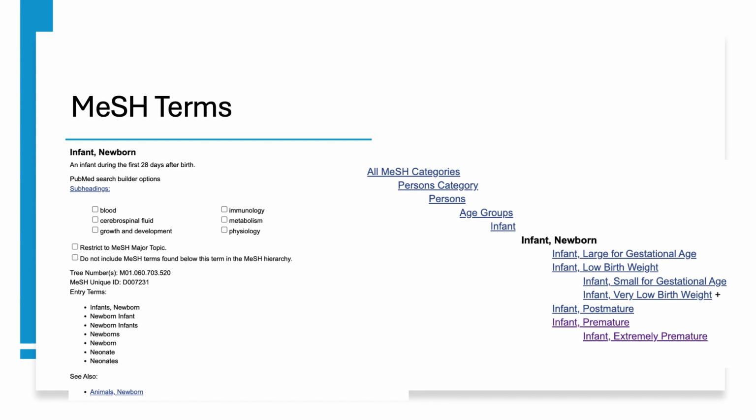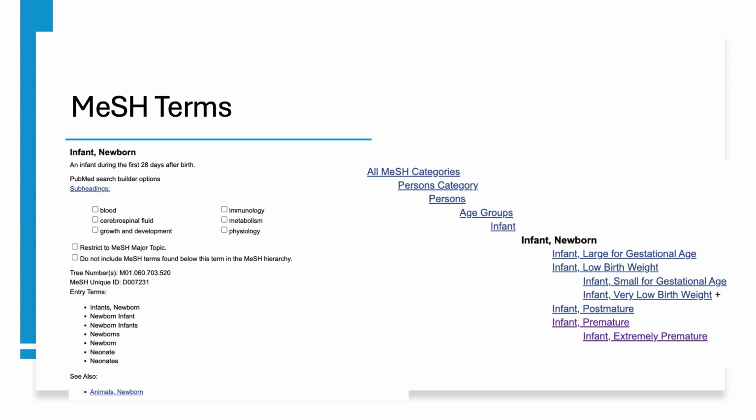These terms are arranged in a hierarchy, so you can see over on the right how this one falls. It's a narrower term compared to just any infant, but it's more general compared to a low birth weight infant, a post-mature infant, a premature infant, or even an extremely premature infant.